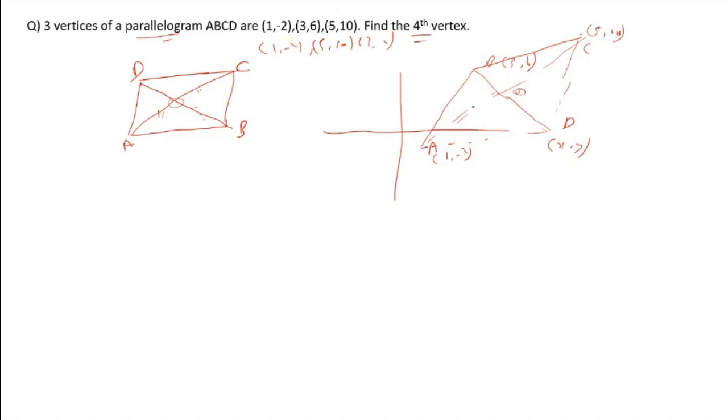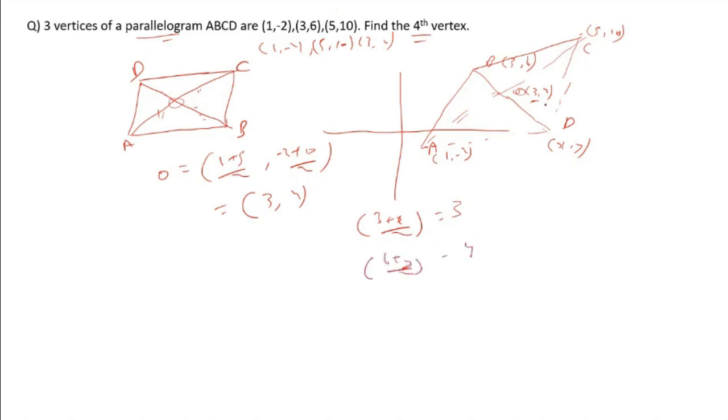So if I calculate the coordinates of O from AC, because I know the points here, it will be what? 1 plus 5 over 2 and minus 2 plus 10 over 2, which is nothing but 3 comma 4. So I know that this point is 3 comma 4. Use this point now to find out this line. So basically then from B and D we'll have 3 plus x by 2 equal to the x coordinate, which is 3. 6 plus y by 2 will be the y coordinate, which is 4. So this gives x as 3. This will give y as 2.